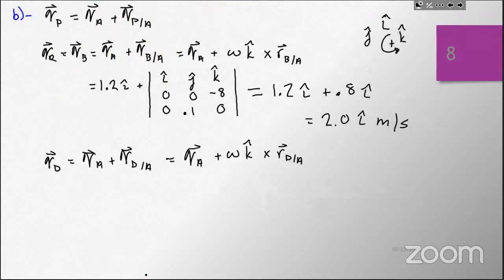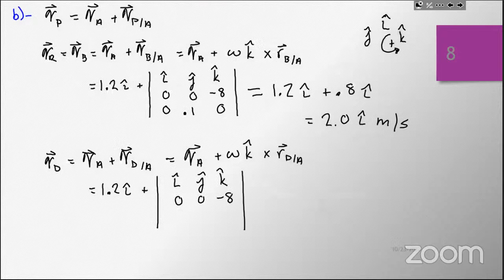All right, so we can construct this now. We can say this is 1.2 I plus the cross product with the same omega, and omega hasn't changed. But we've got R1 in the negative I direction, 0.